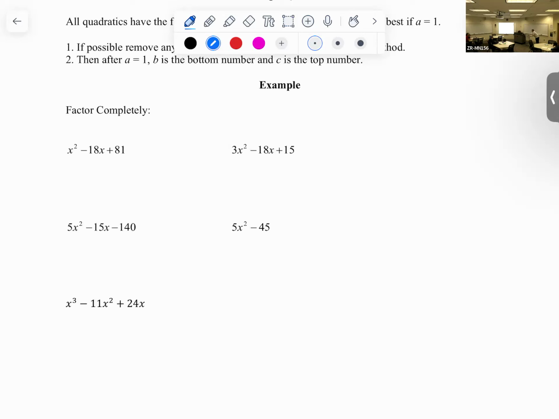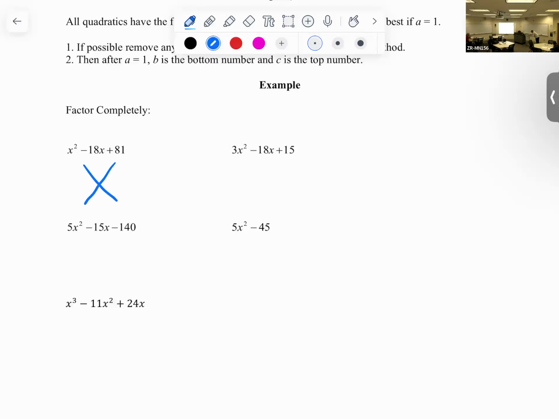So, factor completely. I have 3 terms here. Notice it is a quadratic. I have an x squared term, x, and then a number. Quadratic follows that exact form every time. So there's no x cubes or x to the fifths. It is an x squared, a 2-dimensional term.